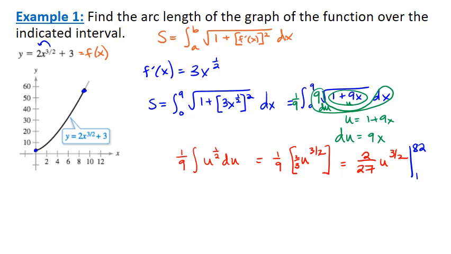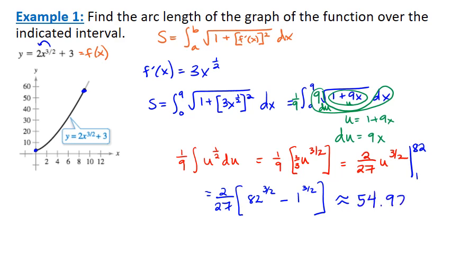So now I'll plug these values in. I have 2/27 times 82 to the 3/2 power minus 1 to the 3/2 power. I think a decimal approximation here would be just fine. So 54.929 would be the arc length here.